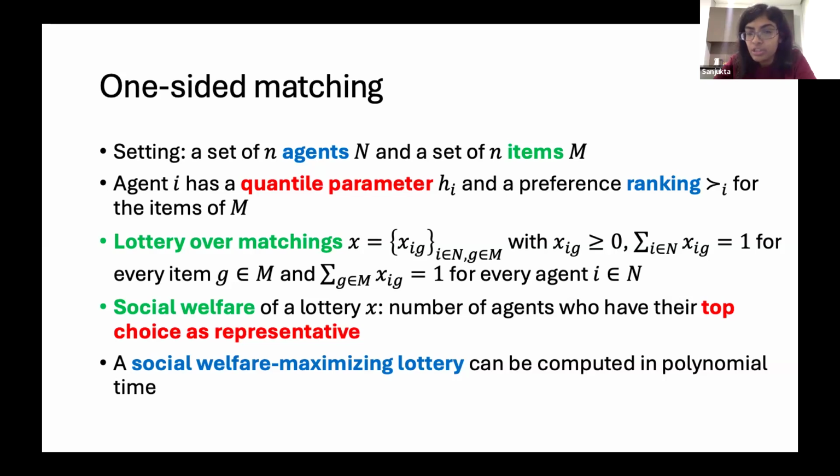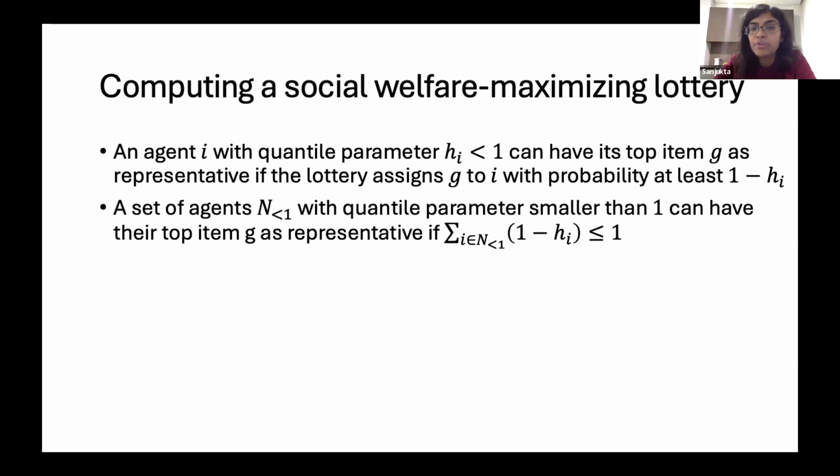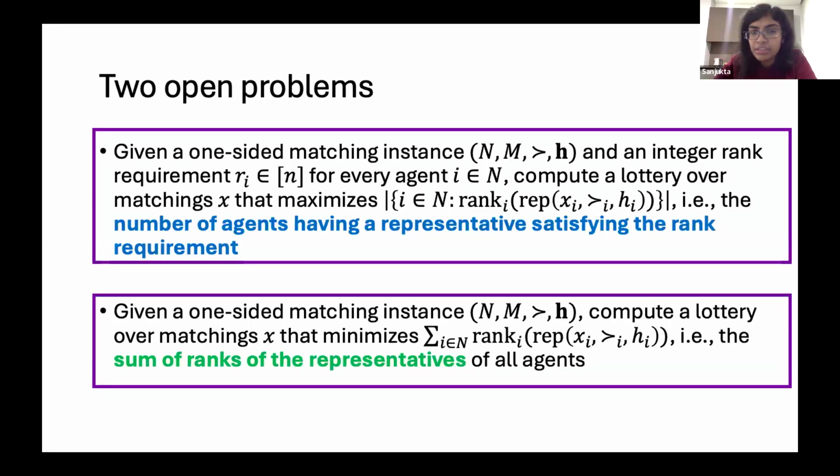the agents a good lottery? So can we maximize the agents who will have top choice as their representative? And this can be done in polynomial time. I will skip this part.